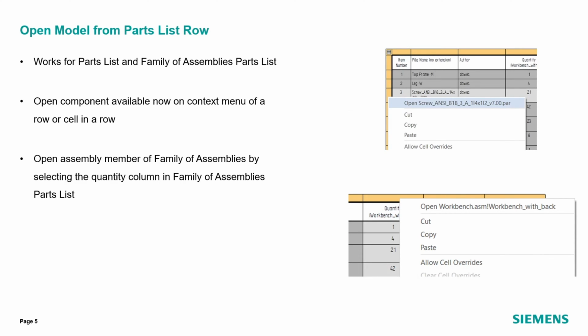Next, we have an option to open the parts from the parts list row. So now inside the family of assemblies parts list, as well as the normal parts list, once you are in the table edit mode, you can simply right click on a row, and as you can see from the screenshot here, open any specific part, sheet metal or sub-assembly in a new window.